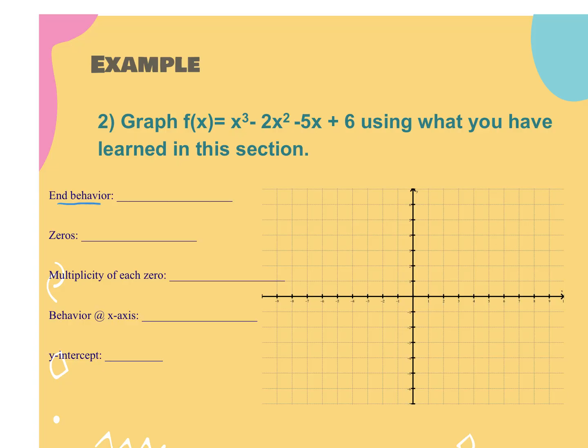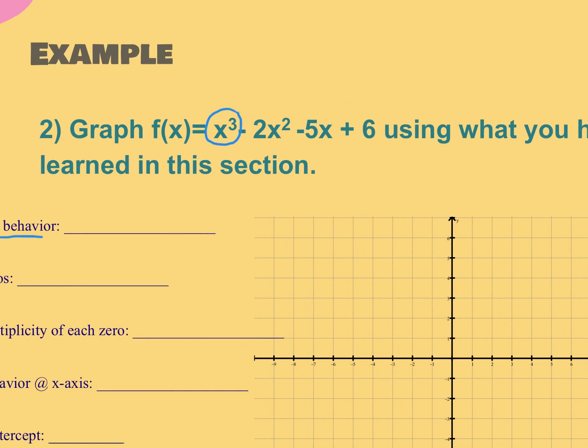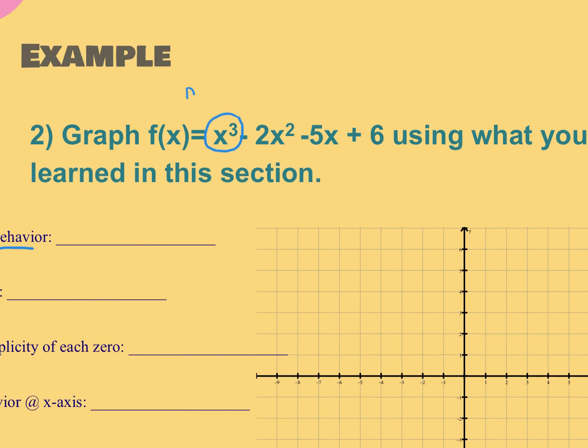All right, to find the end behavior, we look at the leading term, right? So whatever has the highest exponent. And in this case, x to the 3rd has your highest exponent, right? And I know that my degree is 3, which is odd, right? So my degree is odd.